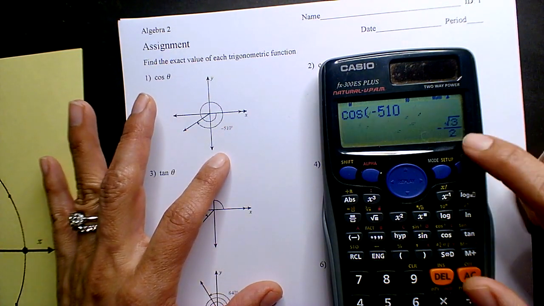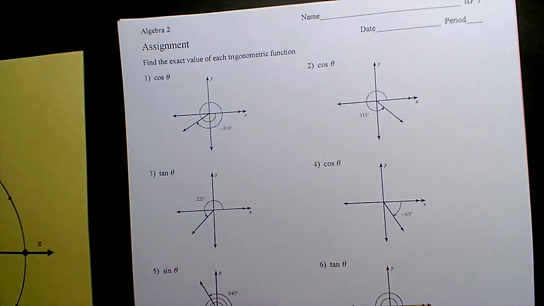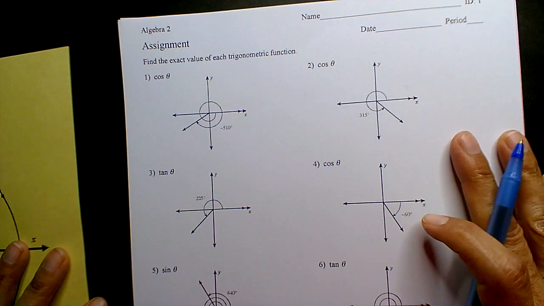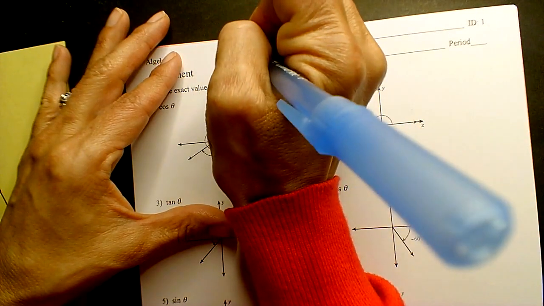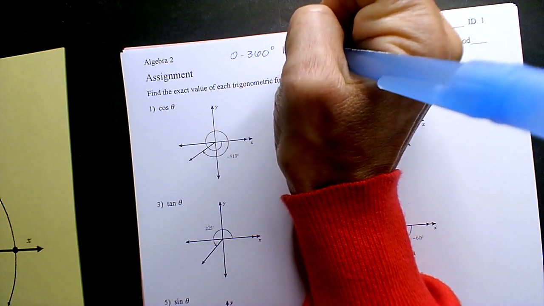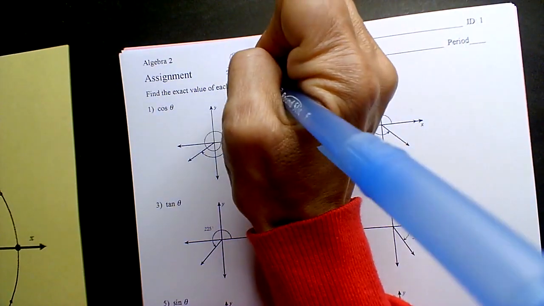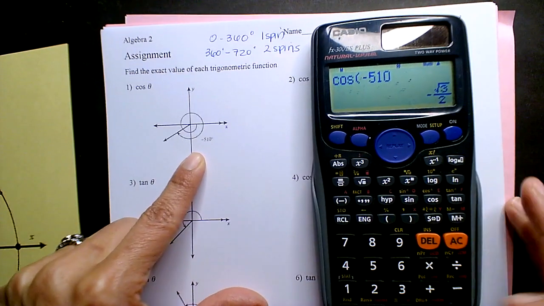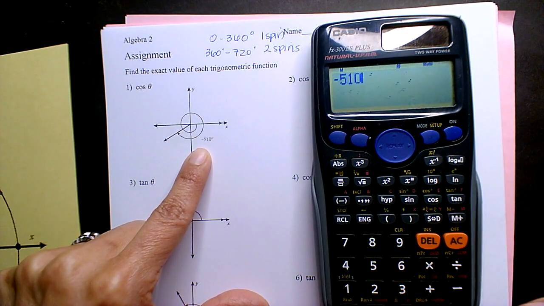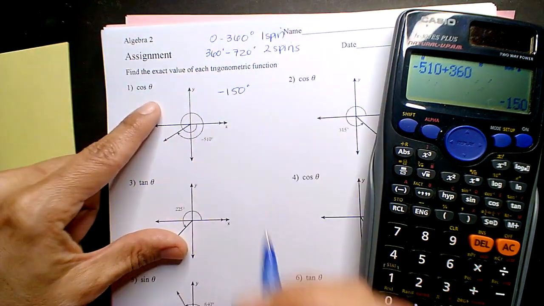Negative 510 degrees, you get negative rad 3 over 2. That's the answer I should get. Now, the way you're supposed to do this is, this is a second revolution. Remember, 0 to 360 is one spin or one revolution, and 360 to 720 is 2 spins. So negative 510, if I add 360, I get negative 150.